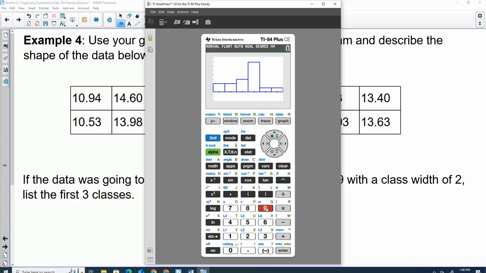What do I do? Okay. Oh, you had second selected, I think. So make sure second isn't on and then do Zoom.